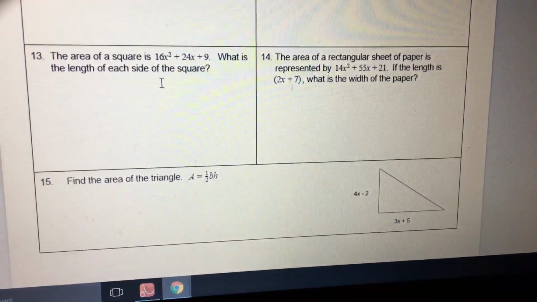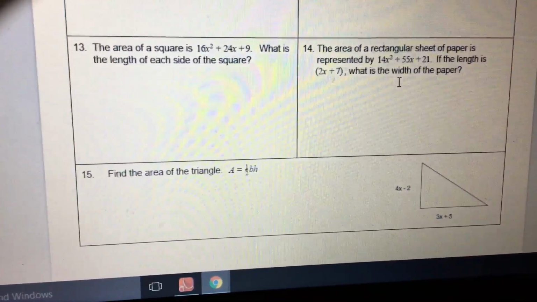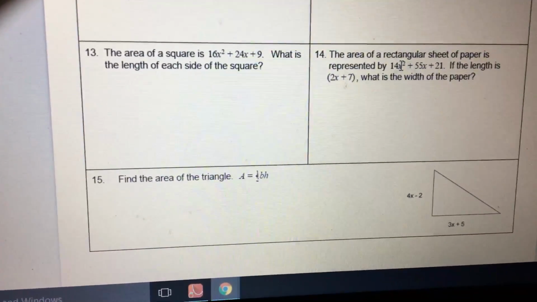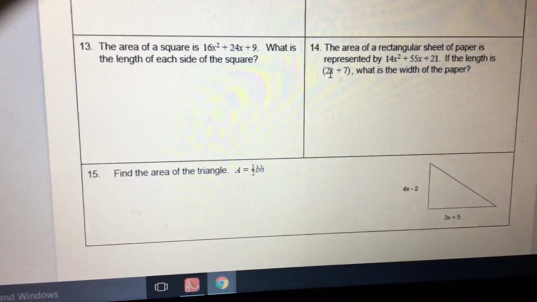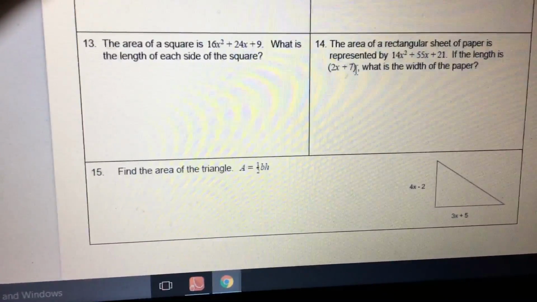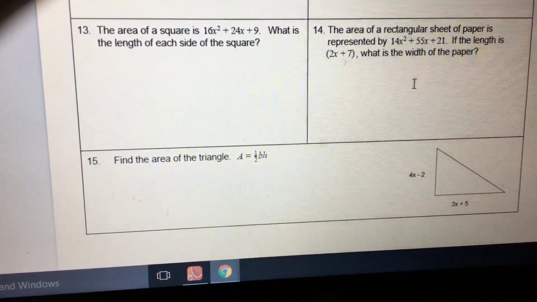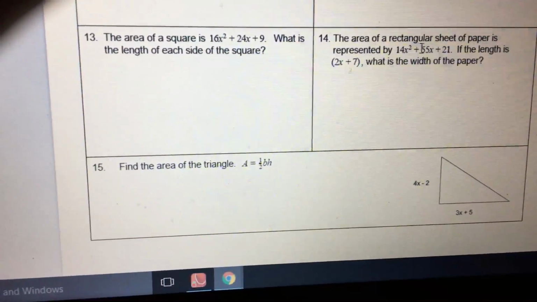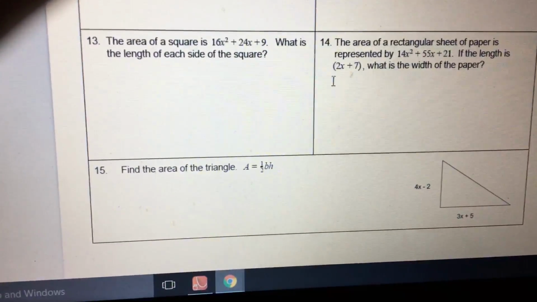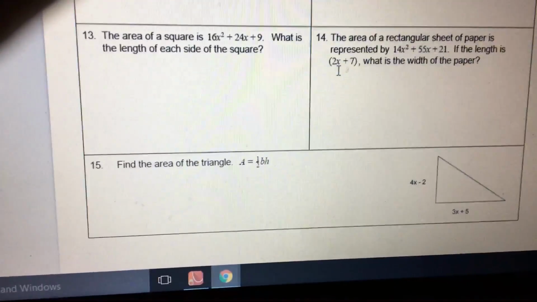On number 14, the area of a rectangular sheet of paper is this. Two ways you can do this one real quick. Take 14x squared divided by 2x. You're going to get 7x. Take 21 divided by 7. You're going to get 3. So your answer should be 7x plus 3. You can also just type this in and factor it and ignore the factor that is 2x plus 7. Write the other factor down.